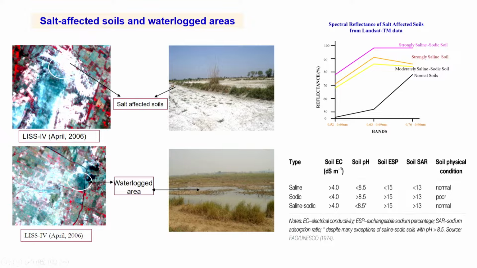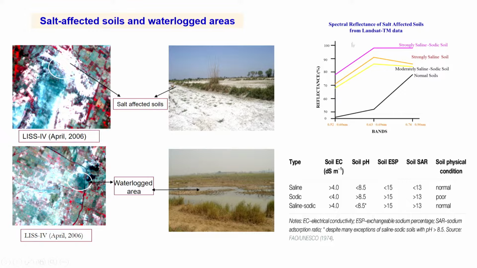I told you previously that degraded soils we can map directly with the reflectance characteristics, because there is a change in the surface characteristics as compared to the normal soil. At the same places where salt affected soils are there, you will also get the waterlogged area. You get water on the surface, and that will appear in a bluish tone. So these are the waterlogged areas. So we can easily map the salt affected and waterlogged areas using satellite remote sensing data.